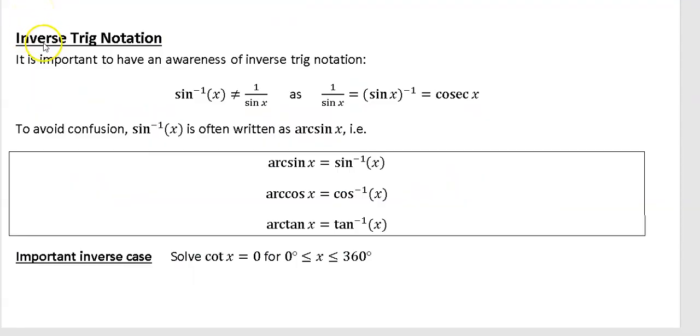Right, just how we talk about the inverse trig notation, it is a wee bit strange looking. So sine to the minus 1 means the inverse of sine, so it does not mean 1 over sine, it's a completely different thing. 1 over sine would be written as brackets sine x, close your brackets, to the minus 1, which is cosec, because we know 1 over sine is the same as cosec. To avoid confusion, it's often written as arc sine, so that means the inverse of sine. Likewise, you could have arc cos, and you could have arc tan. So arc sine is the inverse of sine, arc cos is the inverse of cos, arc tan is the inverse of tan.